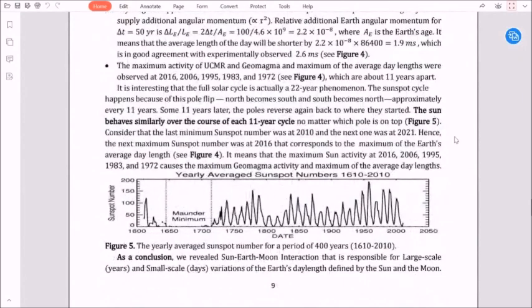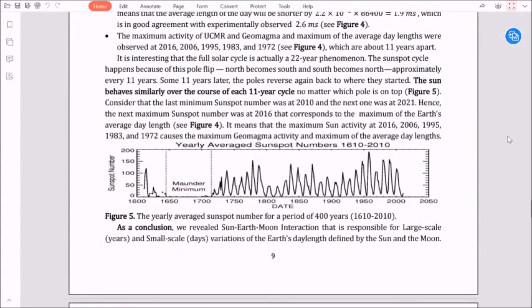It means that the maximum sun activity at 2016, 2006, 1995, 1983, and 1972 causes the maximum geomagma activity and maximum of the average day length. As a conclusion, we revealed the Sun-Earth-Moon interaction that is responsible for large-scale years and small-scale days variations of the Earth's day length defined by the Sun and the Moon.